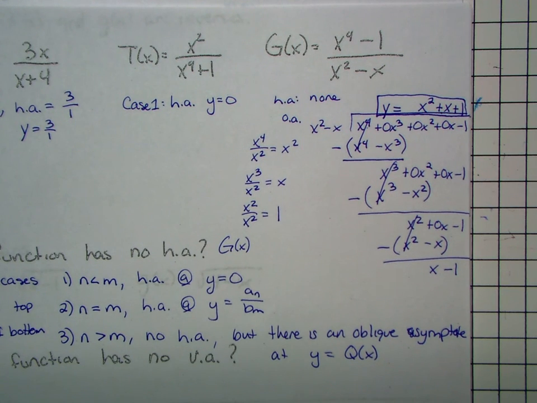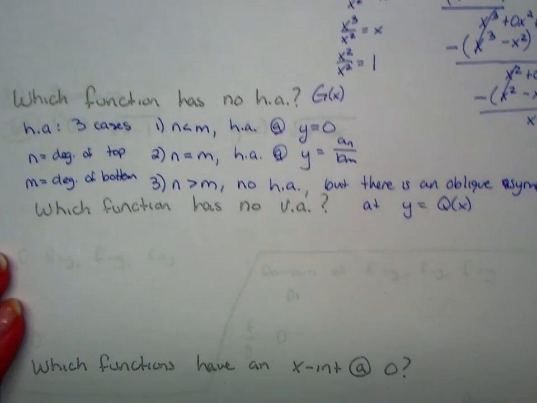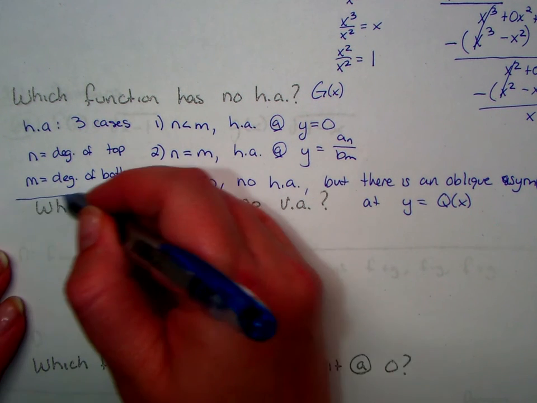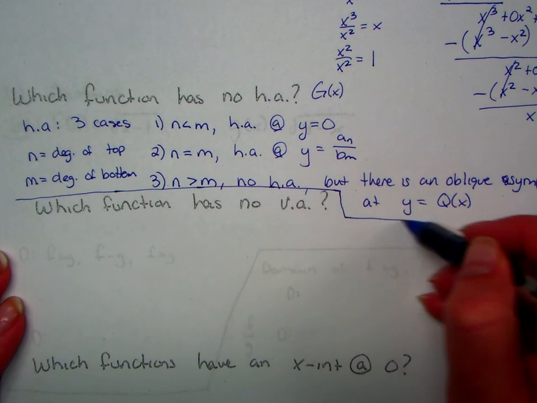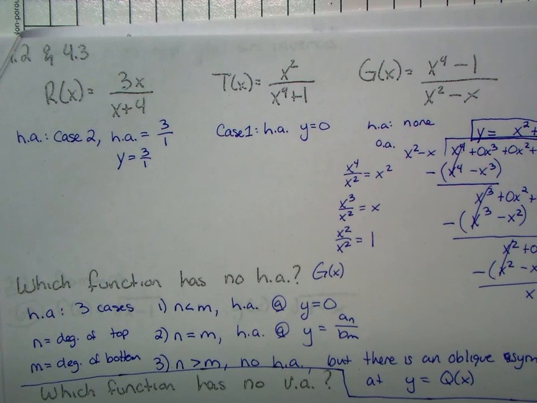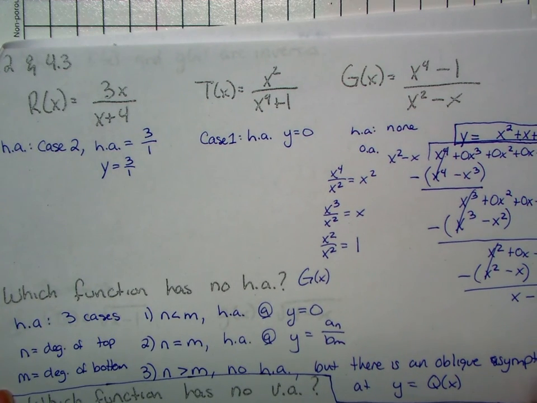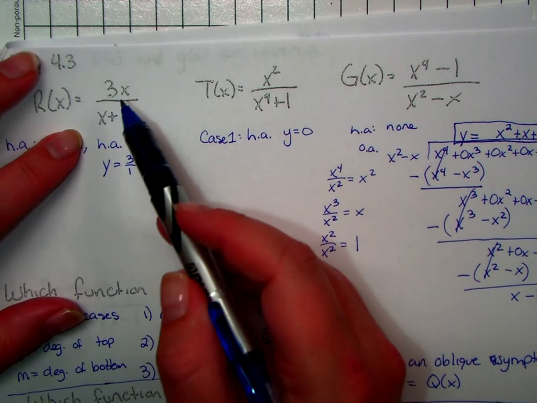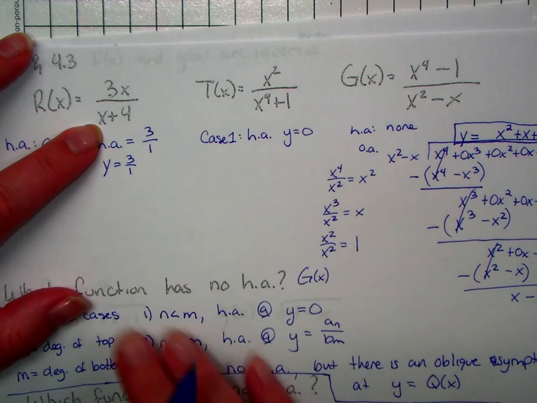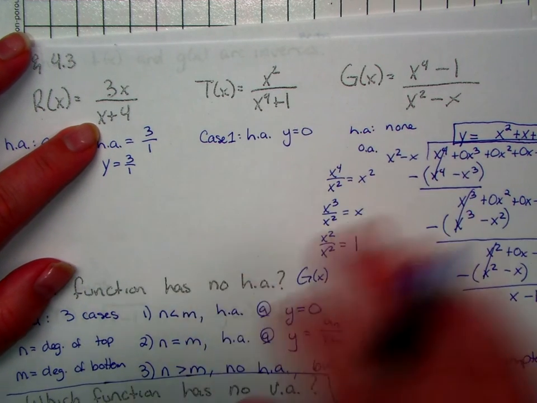All right, so I know that took a lot of time, but it is important to go over. The next question asked is which function has no vertical asymptote? Remember, vertical asymptotes are when the denominator equals 0, but you have to make sure everything is factored first. So 3x doesn't factor, x plus 4 is its own factor, so this one's ready to go. X to the fourth plus 1 doesn't factor because it's a sum.